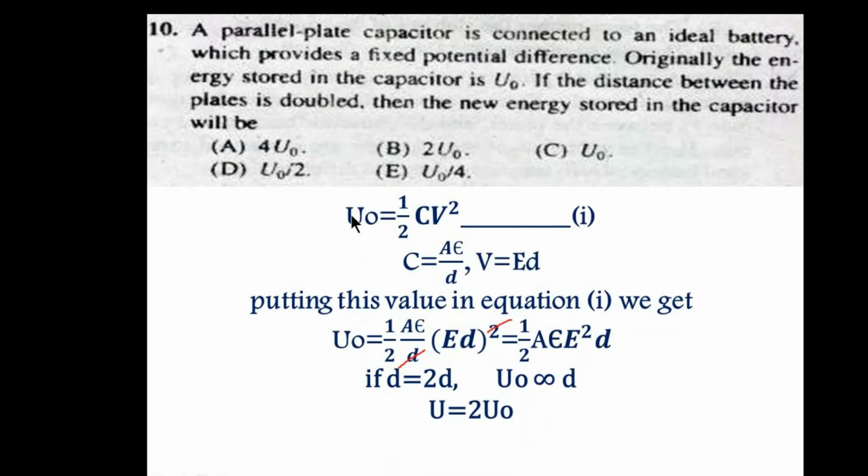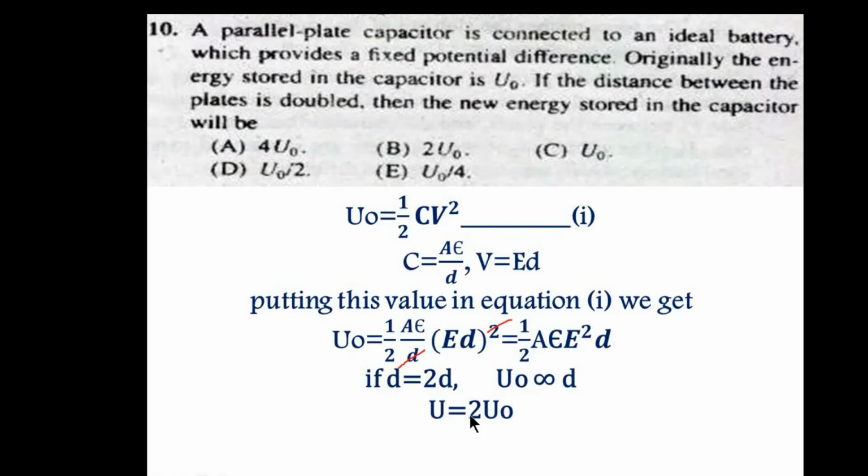So here we can see that U0 is equal to 1 by 2 C V square, where capacitance is equal to A epsilon naught by d. And V is equal to E into d, where E is the electric field and d is the separation. By putting these two values in this equation, we get 1 by 2 A epsilon naught by d into E d whole square. So one d will be cancelled, and we get 1 by 2 A epsilon naught E square into d. So here we can see that when we are increasing the separation, the energy has a direct relation with the separation.